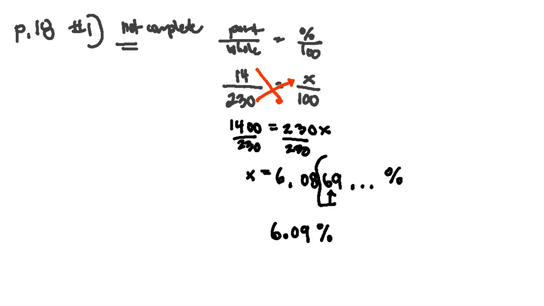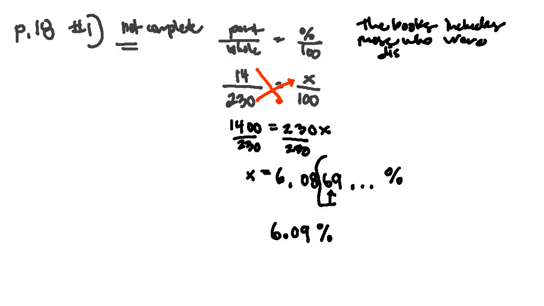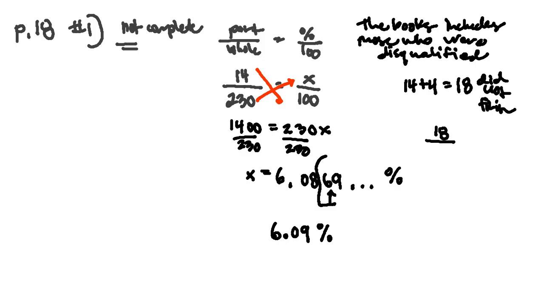Okay, so the book includes those who were disqualified. Let me write this down. Now, honestly, like I said, my son just ran a marathon in October. Those who were disqualified, I don't think that they can, to me, they completed the race. They were just disqualified. So that means 14 plus 4 is going to be 18 who did not finish. All right, so that'll be 18 over 230 equals x over 100.